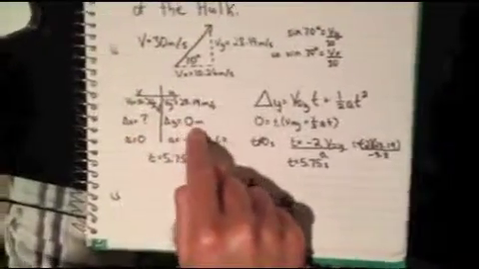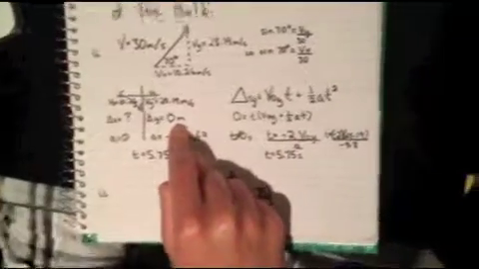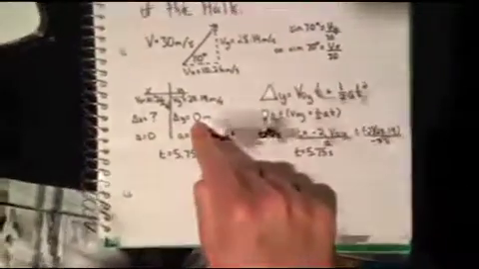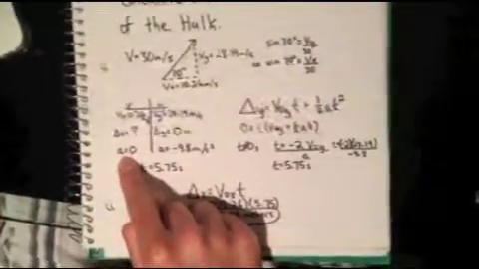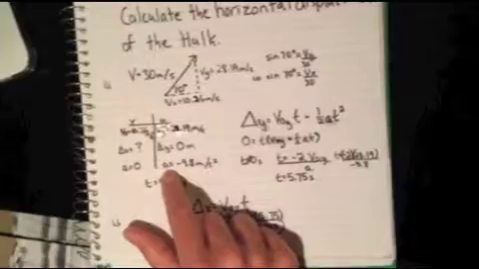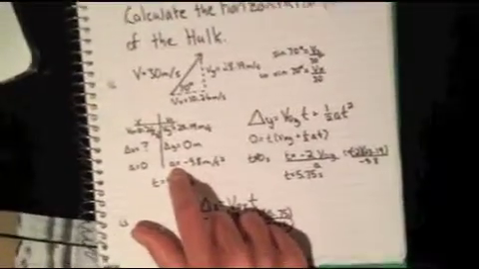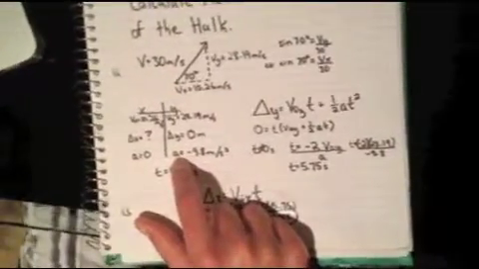We're looking for delta x. We have delta y as 0 meters because when the Hulk lands, he hasn't been displaced at all. He's still at the same level. A for the x component is 0 because there's never any acceleration in the x component as long as it's a projectile. A for the y component is negative 9.8 meters per second squared because the Hulk is a projectile and all projectiles on Earth have an acceleration of negative 9.8 meters per second squared.